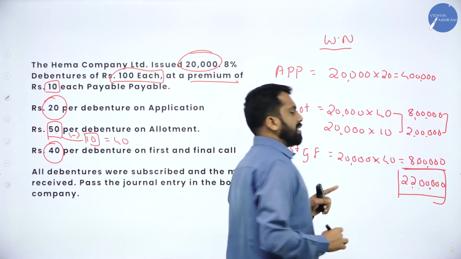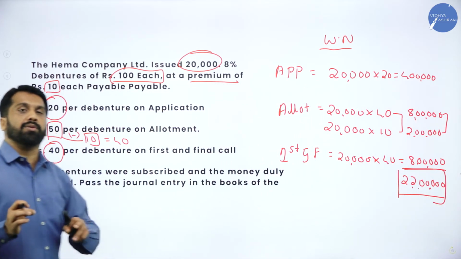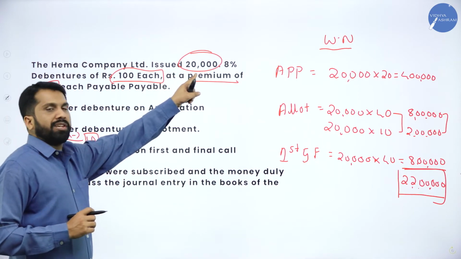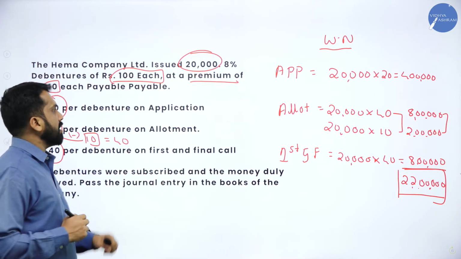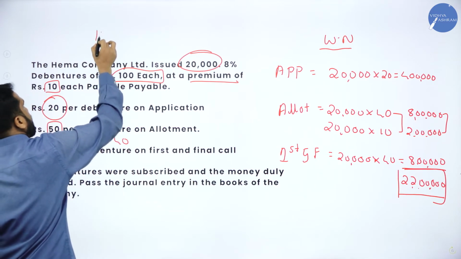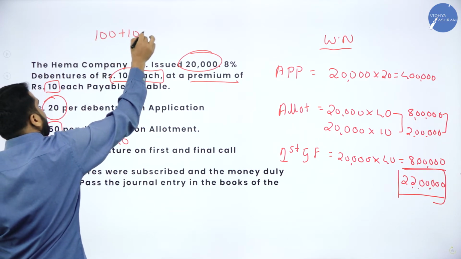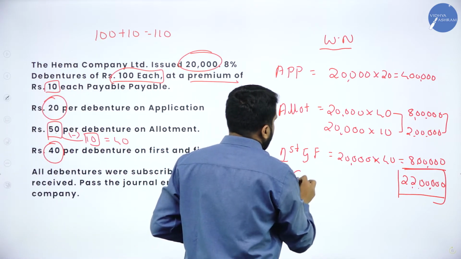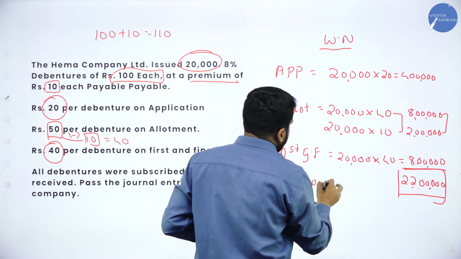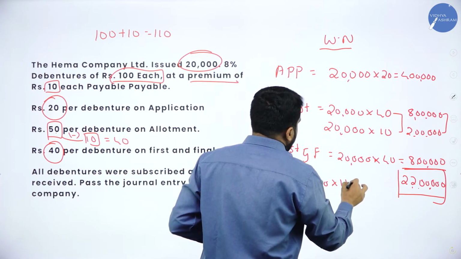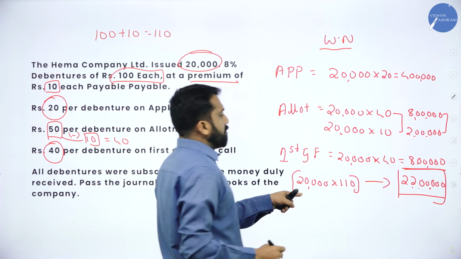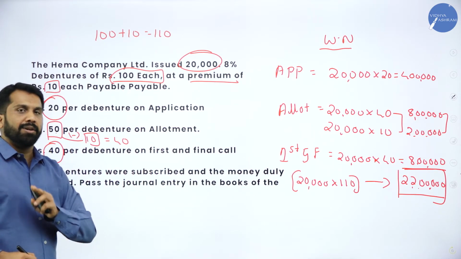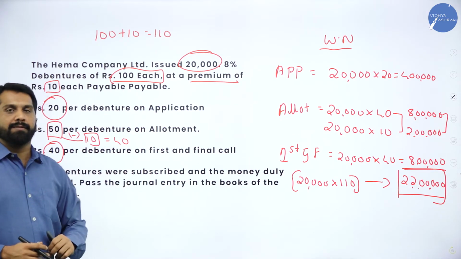So whether your answer is correct or wrong, how to do verification? We'll do verification. Number of shares, how much? 20,000. Actual value is how much? 100 plus 10, 110. Now total is 20,000 multiplied with 110. If you multiply, you should get 22 lakh. Hope you are clear with working note.